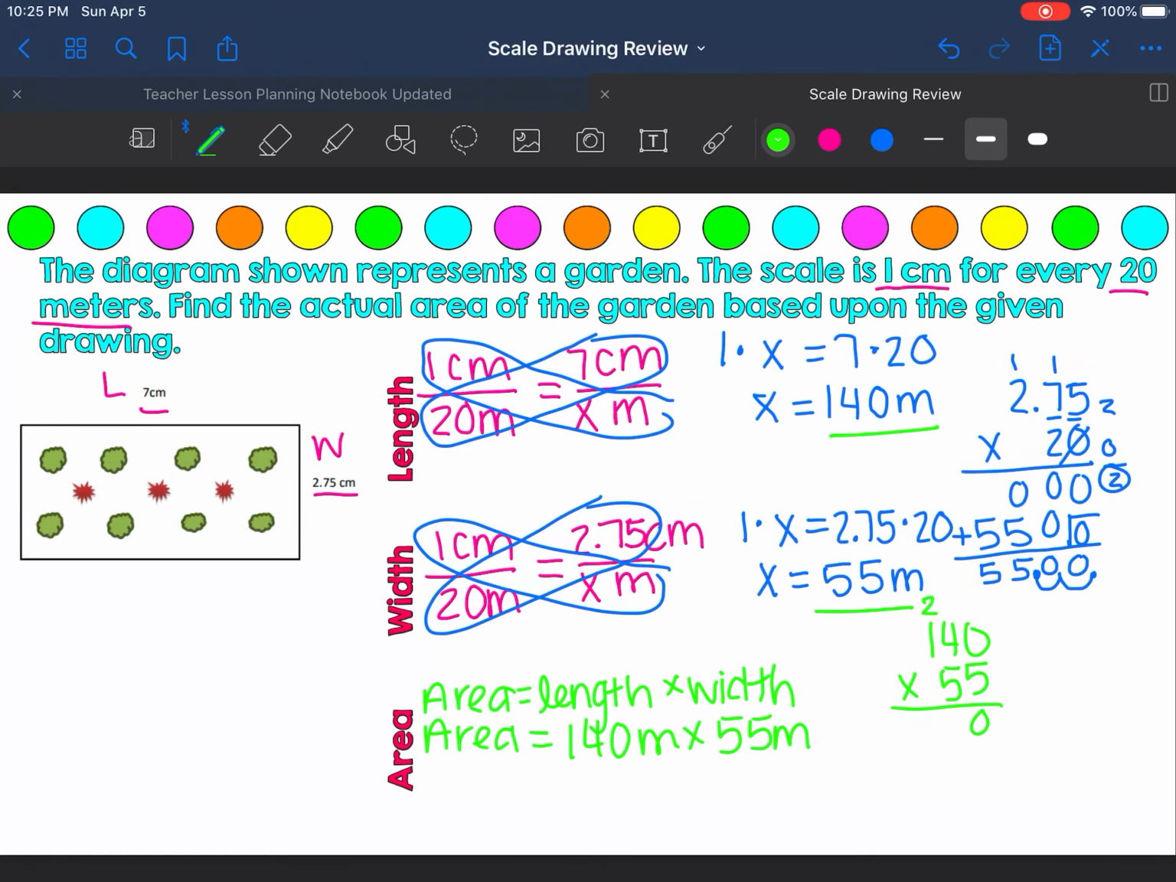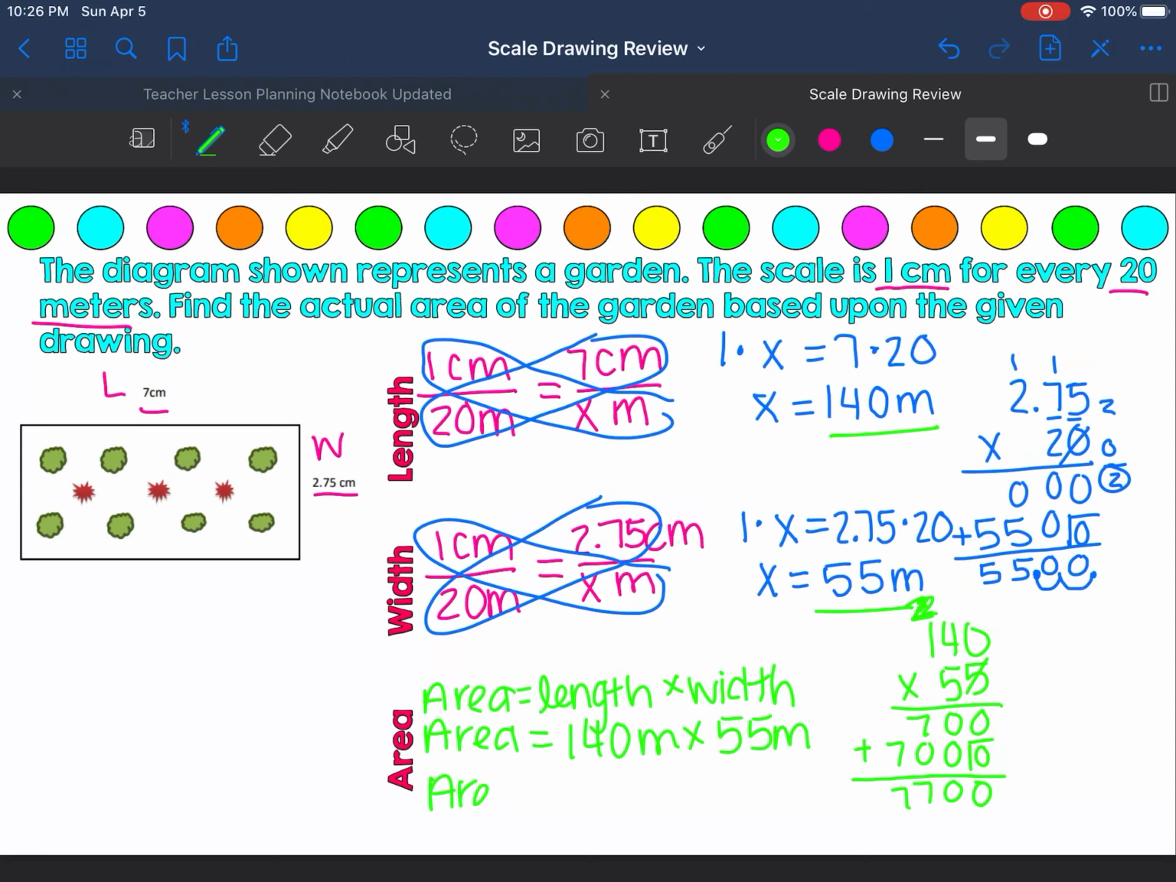5 times 0 is 5. 5 times 4 is 20. Carry that 2. 5 times 1 is 5, plus 2 is 7. Cross that out. Put my placeholder. 5 times 0, oh, cross that 2 out too. We don't need it. 5 times 0 is 0. 5 times 4 is 20. Carry the 2. 5 times 1 is 5, plus 2 is 7. So add that all up. I get 0, 0, 7, 7.